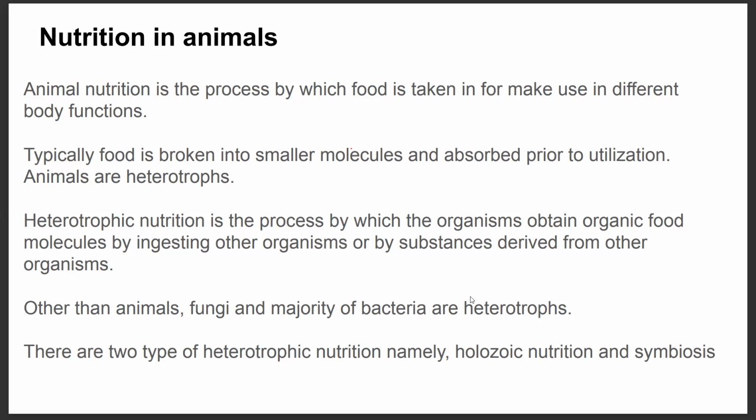Other than animals, fungi and the majority of bacteria are heterotrophs. Right? If we take fungi, they can't do photosynthesis. They are heterotrophs. And if we take bacteria, cyanobacteria can do photosynthesis, but the majority of bacteria can't. They are heterotrophs. Right? Under the microbiology lesson, you may learn phototrophs, photoheterotrophs, chemoautotrophs, chemoheterotrophs, like that. Right? Yes. Now, heterotrophic nutrition is of two types: holozoic and symbiotic nutrition.